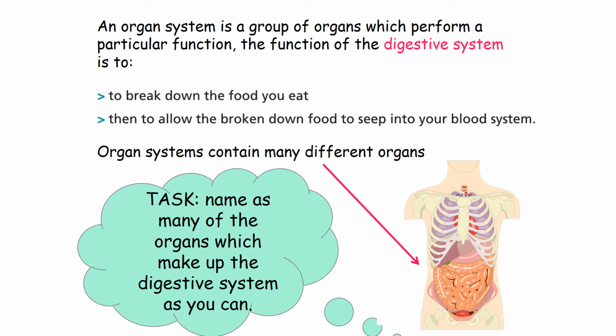So as we discussed last week, an organ system is a group of organs which perform a particular function related to a life process, from Mrs. Gren. Now, the function of the digestive system is to break down the food you eat and then to allow the broken down food to seep into your blood system. This is the process of digestion. So systems contain many different organs, so your task is to name as many of the organs which make up the digestive system as you can.